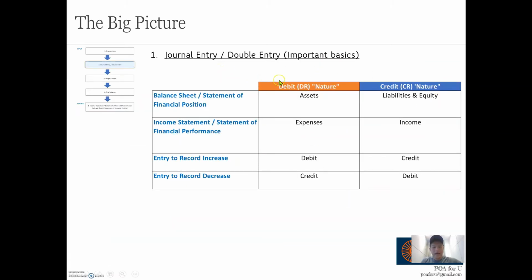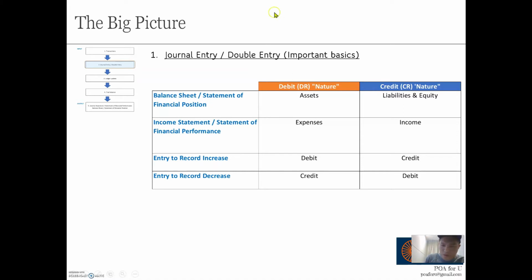What is debit nature, what is credit nature, and when you talk about assets, liabilities, equity, expense, income, where do they fall in this whole piece of statement, financial position, performance, etc.? And what happens if something is debit nature or credit nature?